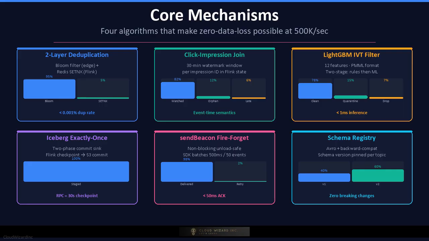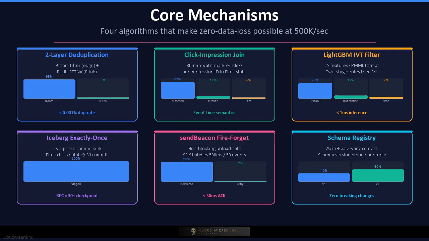Together, duplicates reaching Kafka are less than 0.001% of total volume. Second is the click impression join using Flink's event time watermark windows. A 30-minute window is held in state, keyed by impression ID. When a click arrives, Flink looks up the matching impression in state, and emits a joined record.